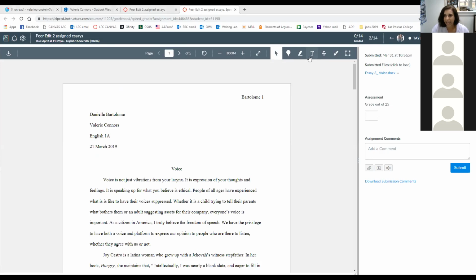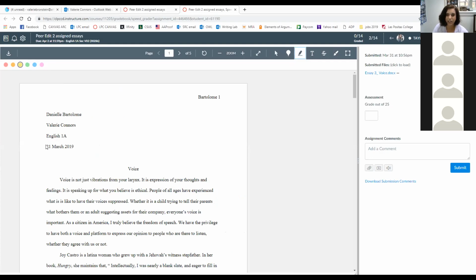So let's say there's a few tools here. One tool is a highlight. Let's pretend she did this incorrectly, which she didn't. It is correct. You could highlight that and put, you know, fix the date. Now, of course, she doesn't need to fix her date, so I'm going to delete that. So if you put a comment, you can delete it. Whatever you put on there, you can delete. So you have highlight tools.